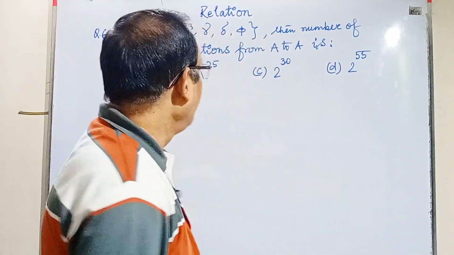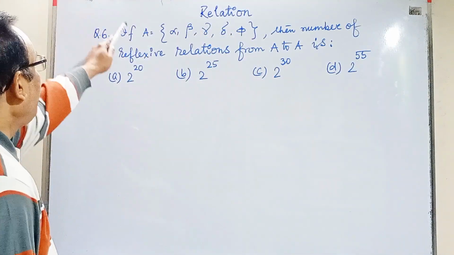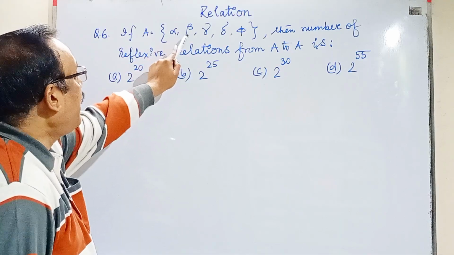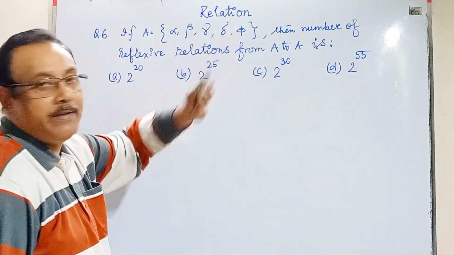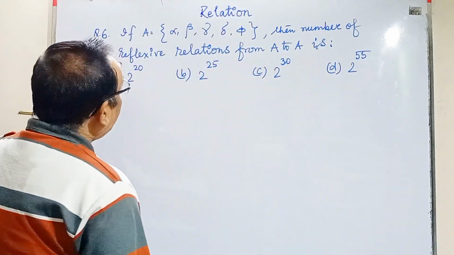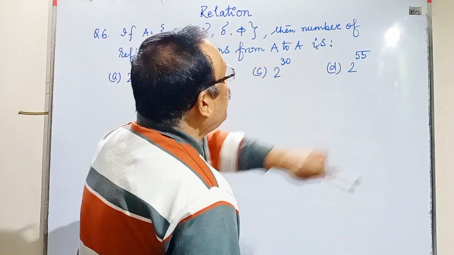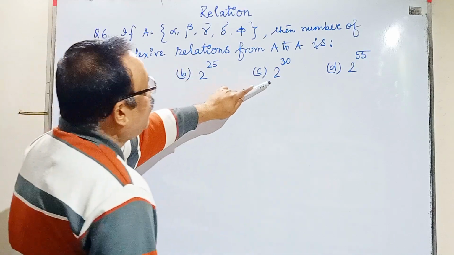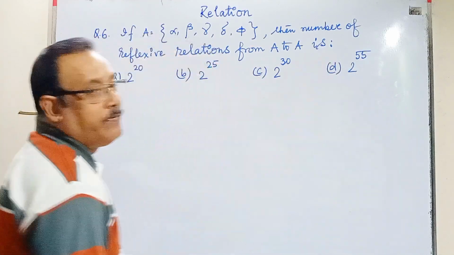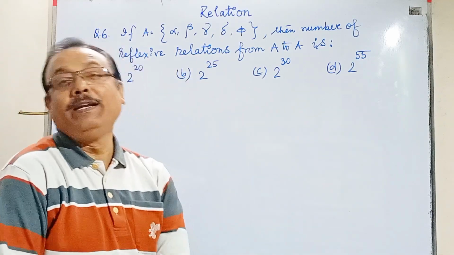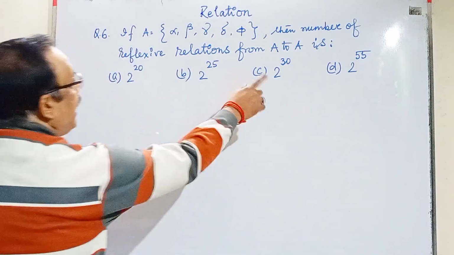So the next question, question number 6. If A is equal to a set having elements alpha, beta, gamma, delta, phi, 5 elements, then the number of reflexive relations from A to A is 2 to the power 20, 2 to the power 25, 2 to the power 30, 2 to the power 55. We need to find out how many reflexive relations are there from A to A.